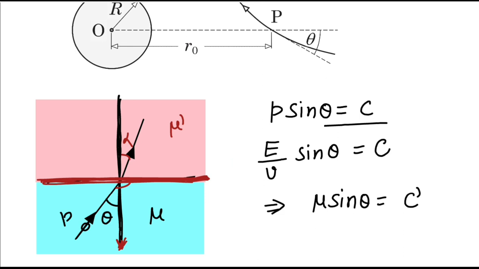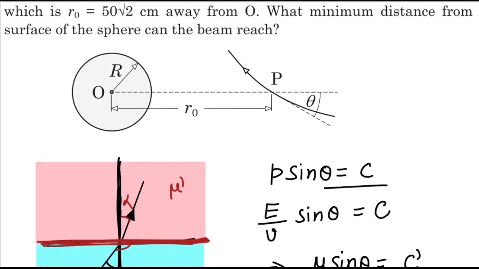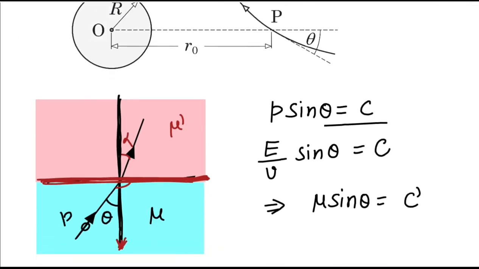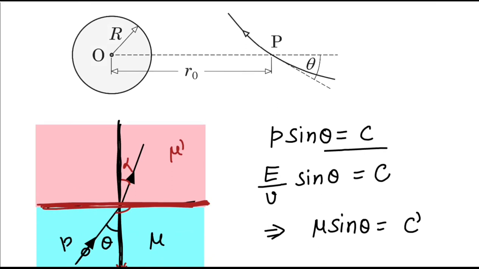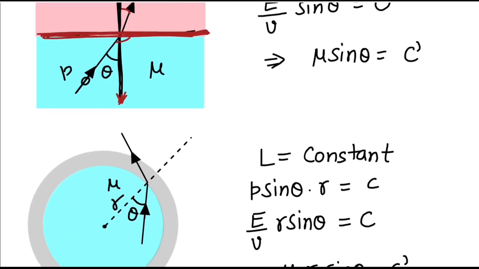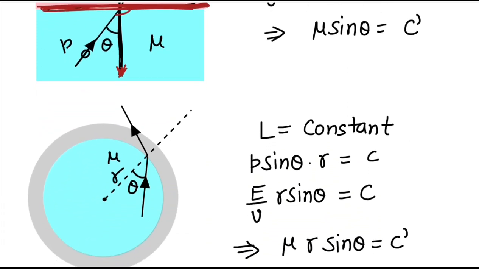Using the conservation principle, we are going to derive the result for this spherically symmetrical body also, or spherically symmetrical variation of refractive index also. So let's say we have a medium which is spherically symmetrical. The refractive index is spherically symmetrical. Let's say we have one medium boundary here. So this is the medium boundary I'm talking about, right?